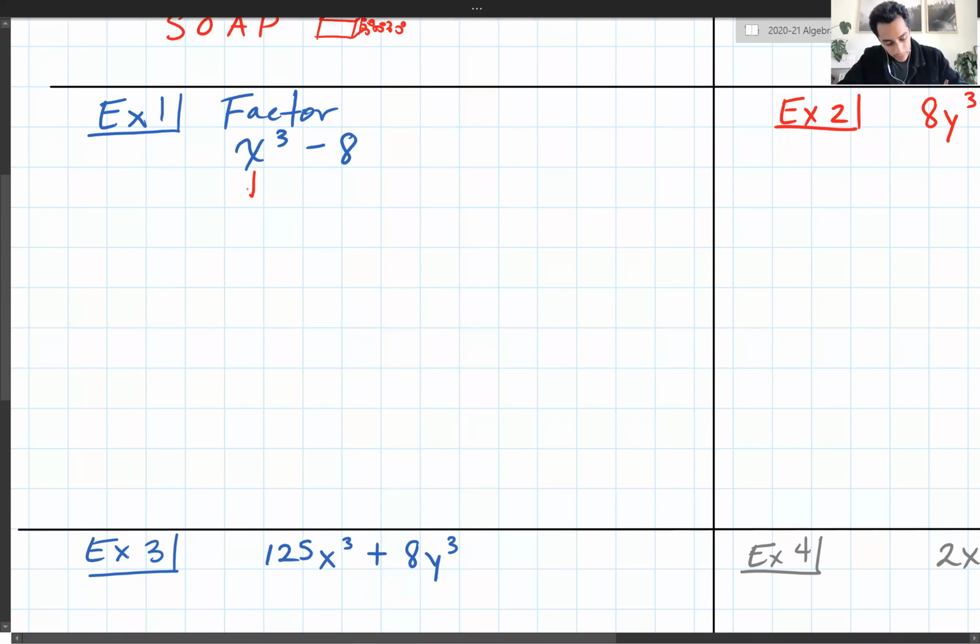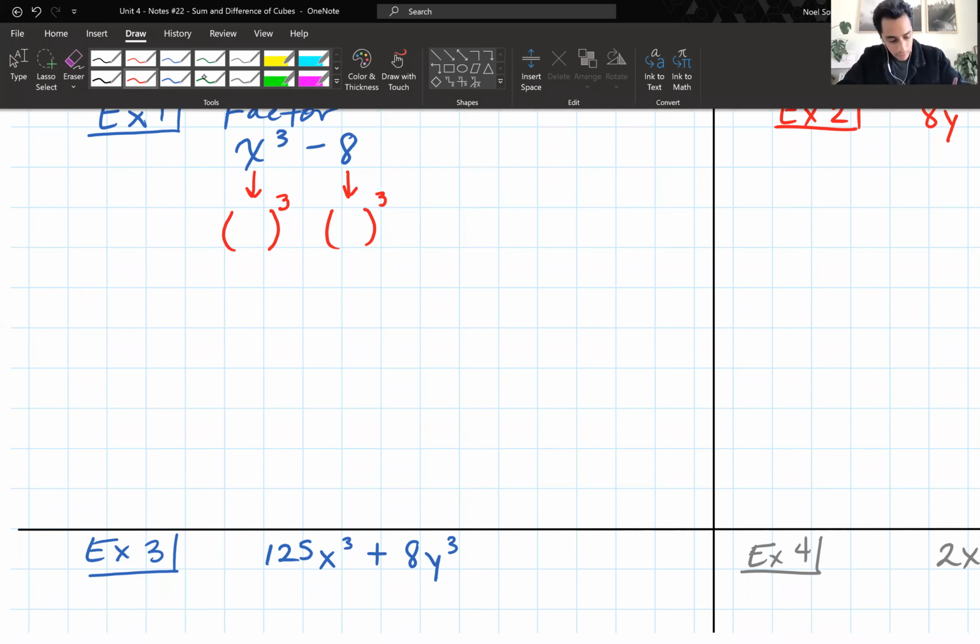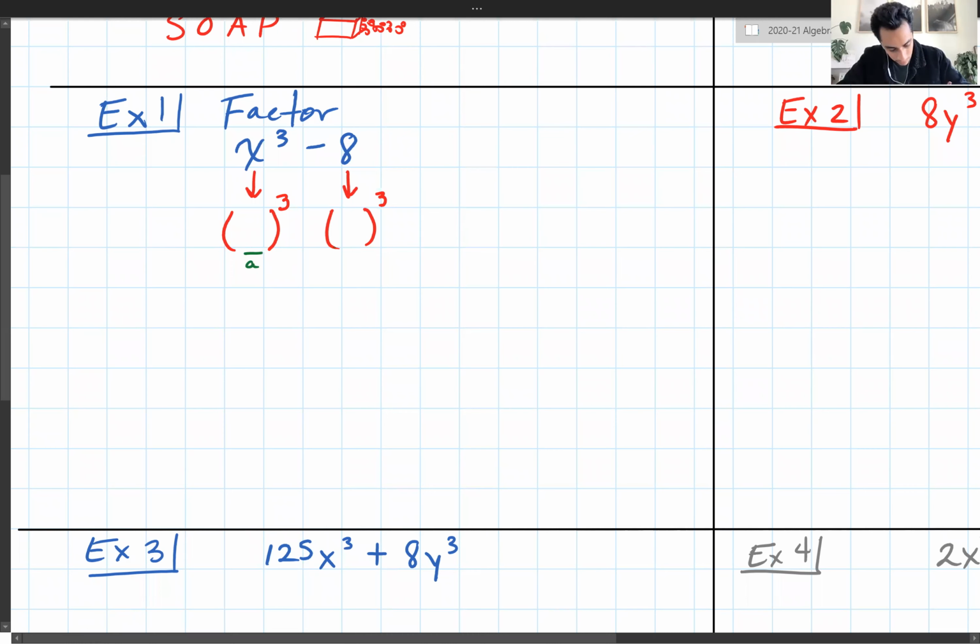So I need to think of it this way. What is the term that got cubed that got me x to the third power? And what is the term that I had to cube so that when I cube it, I get 8? Because whatever those values are, they're going to end up being my A value and my B value.